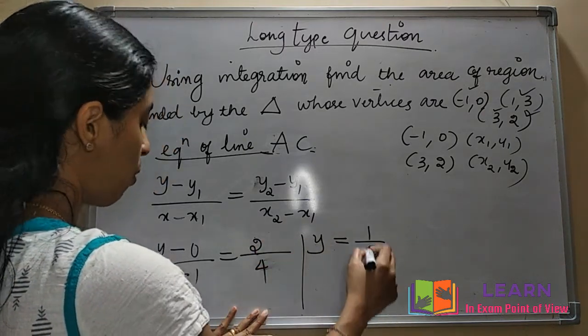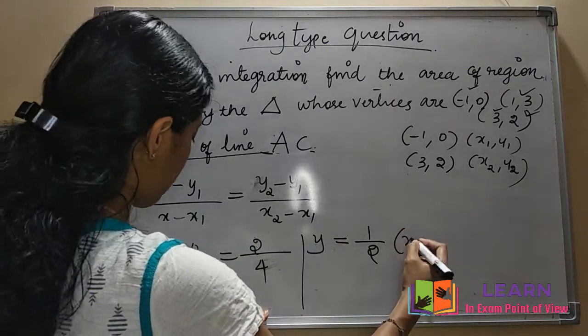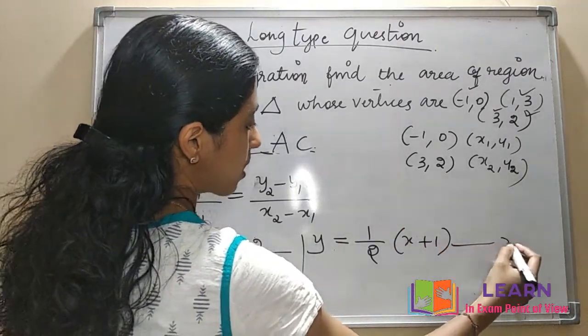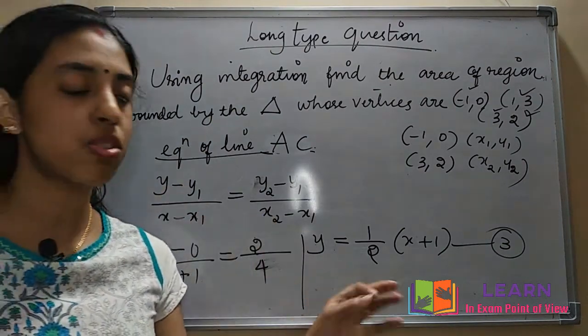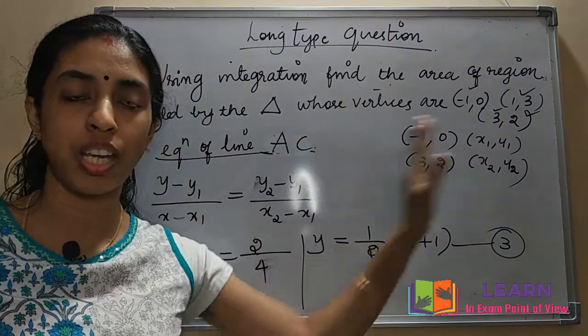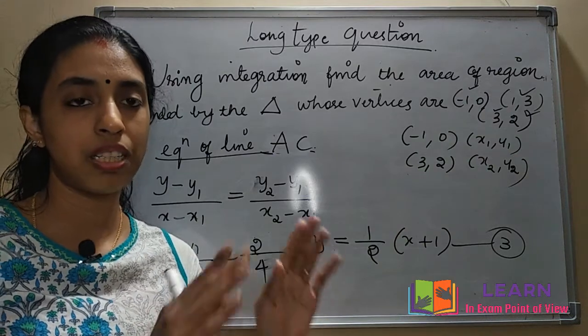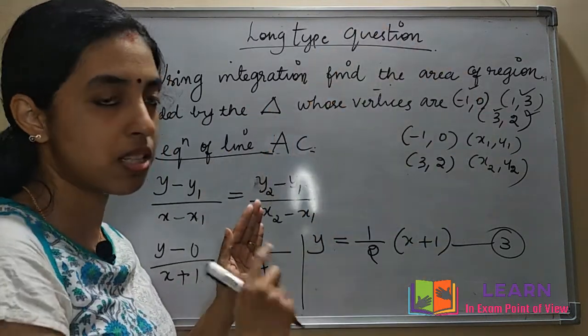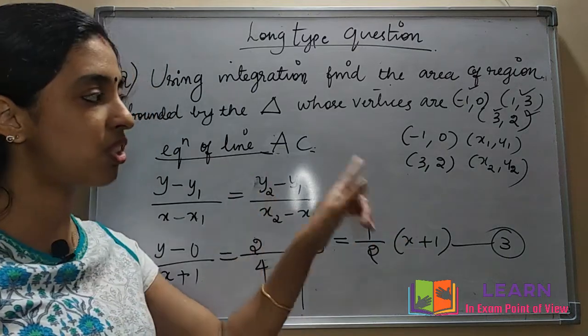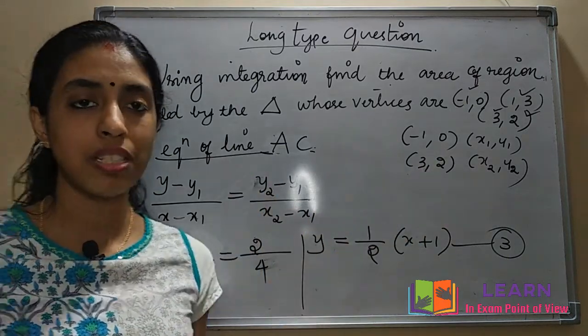2 by 4, 1 by 2. This will go here. X plus 1. This will be the third equation. Fine. Then just substitute the equations in the corresponding areas. First I have said that it is the first portion area plus the second portion minus the down portion. So each equation you can substitute there.